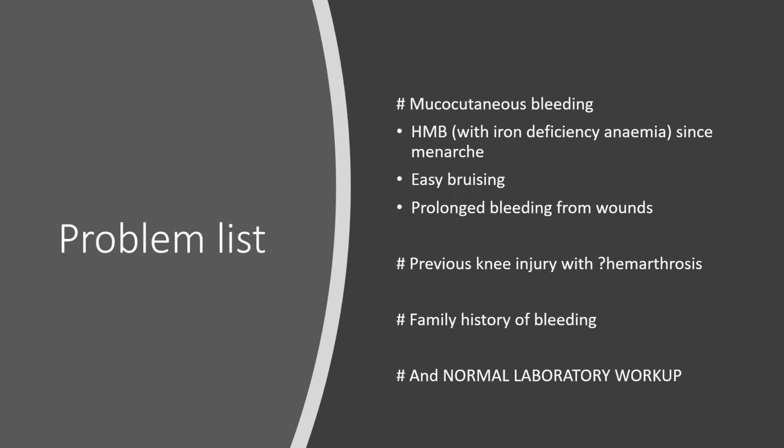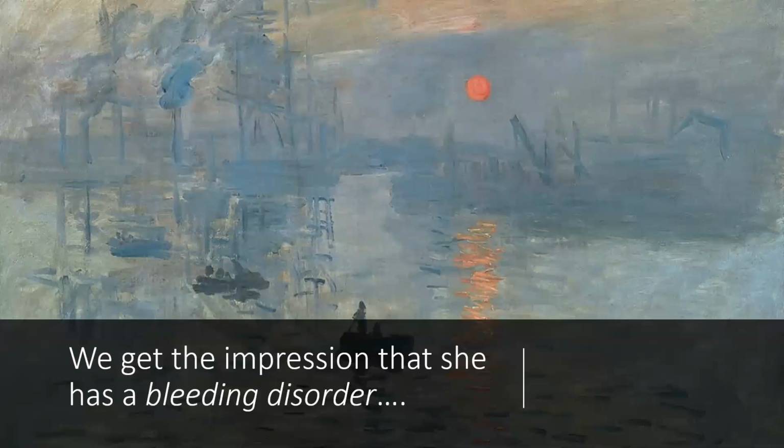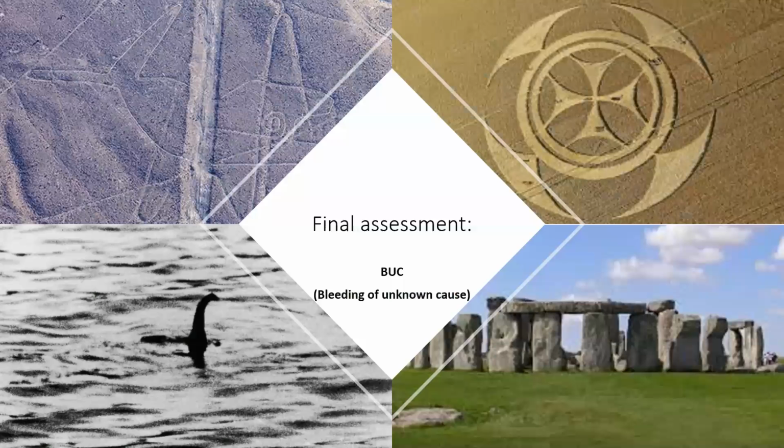So to summarize a problem list at this point, she had mucocutaneous bleeding, heavy menstrual bleeding, easy bruising, and prolonged bleeding from wounds. What doesn't fit in so well is a possible hemarthrosis from a knee injury. She had a significant family history of bleeding and a normal laboratory workup. So we get the impression that she has a bleeding disorder. So our final assessment then, is it bleeding of unknown cause?